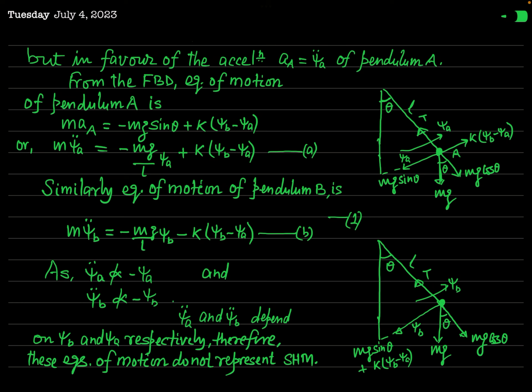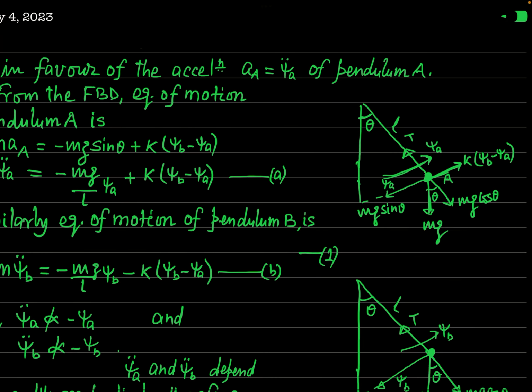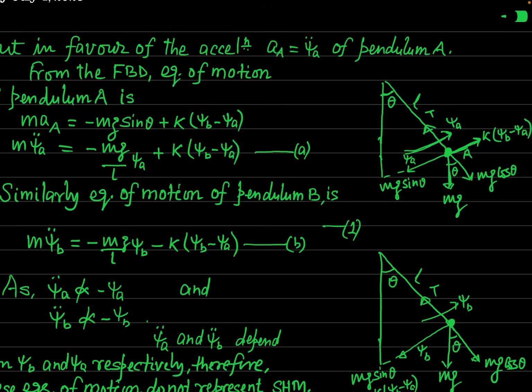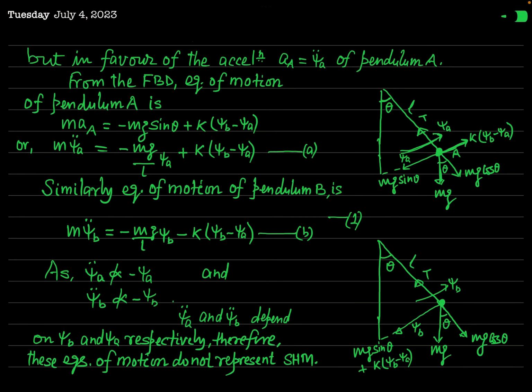And the third force acting on this bob is the spring force. As I have told you, the spring force acting on bob A will be in the direction of its displacement. And as the displacement of A is from left to right, as I have marked here, this spring force, which is k times psi b minus psi a, acts along the direction of psi A.